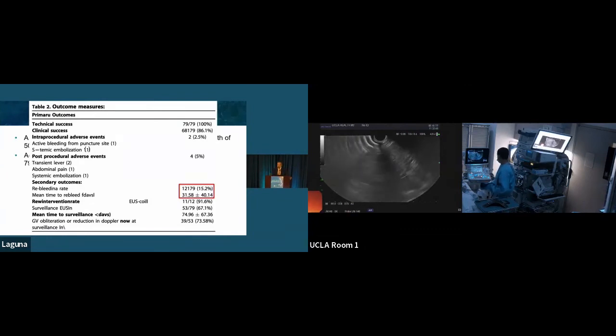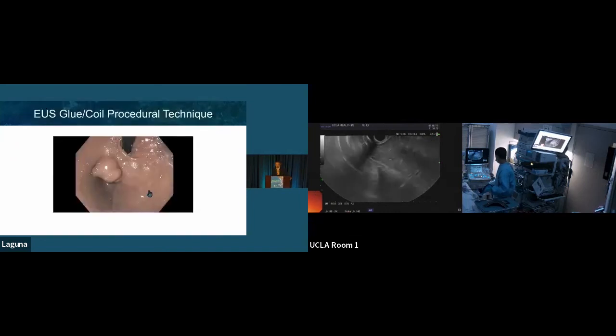The other thing I'd point out is that this gel foam or gelatin sponge tends to get absorbed within a couple of weeks and it doesn't last. So what I'm curious about is whether that actually contributed to some of the rebleed rates. In terms of the reintervention, those that rebled were able to be treated again with a second session of EUS-guided coil injection successfully in the vast majority of these patients.